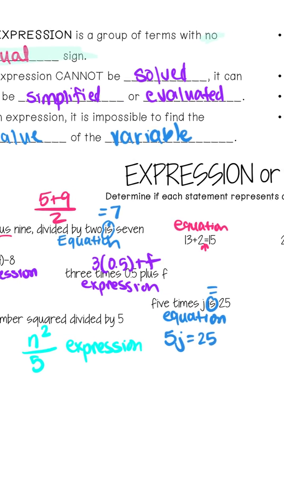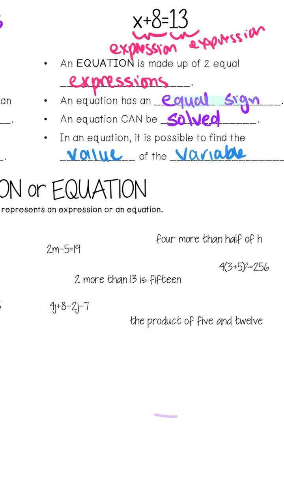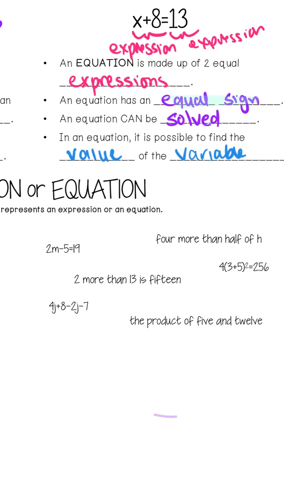Okay, I'm going to go to the other half of the page. I want you to try this half on your own and then see if you got the same things. Hopefully you got that 2m minus 5 equals 19 is an equation. This next one, 4 more than half of h. There's nothing that means equal, so that is an expression. In case you're wondering how you would write that, we'll get into more of that later, but half of h plus 4, so it'd be like that.